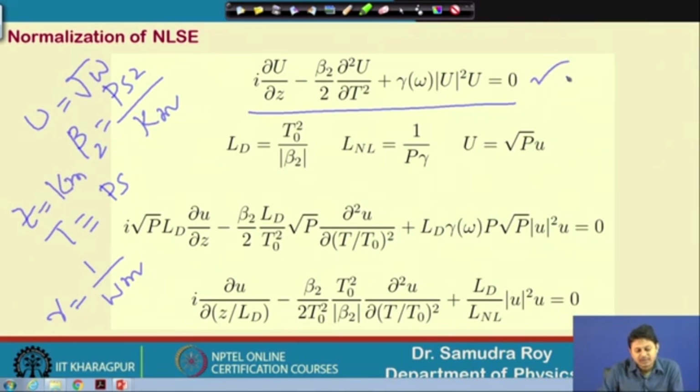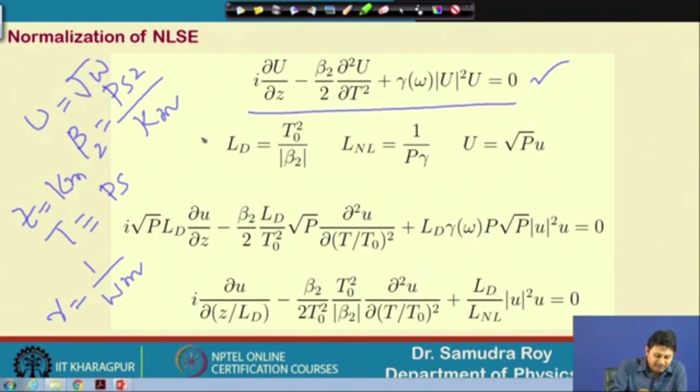If I write all the terms in terms of units and put them in, you will find that they are matching. This is root of watt by kilometer, so this term is also root of watt per kilometer, and this term is also root of watt per kilometer. If you calculate carefully, you will find that the units match. But it is convenient to write this equation in normalized units, which we always do as far as the nonlinear Schrodinger equation is concerned. In order to normalize, we make some kind of rescaling.